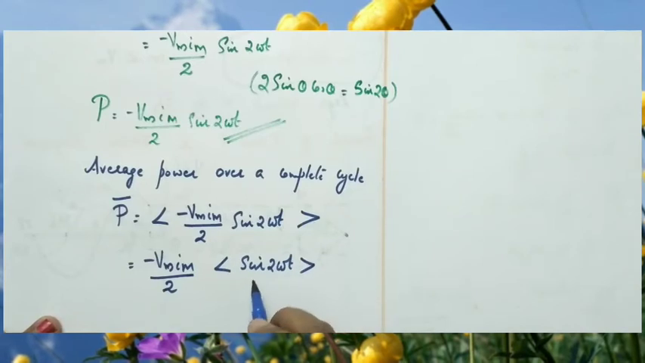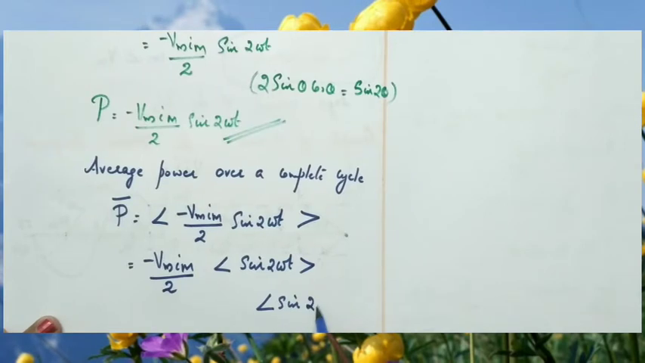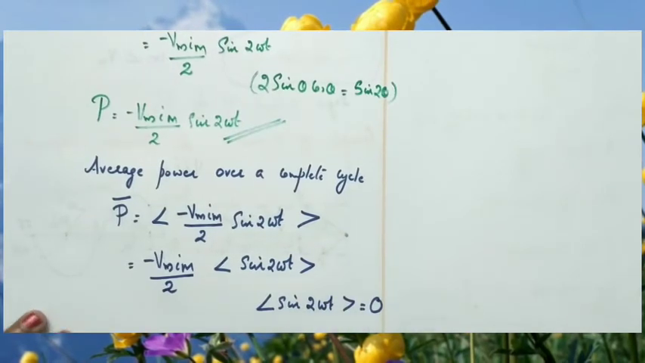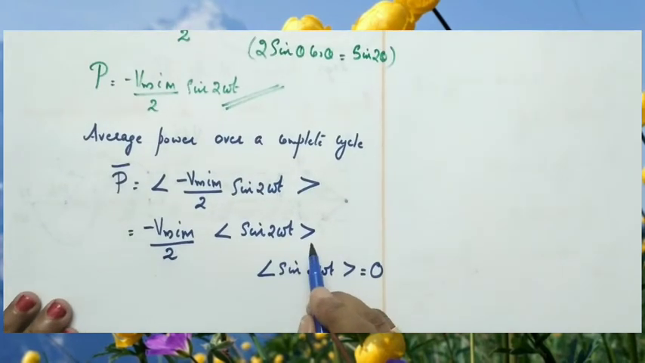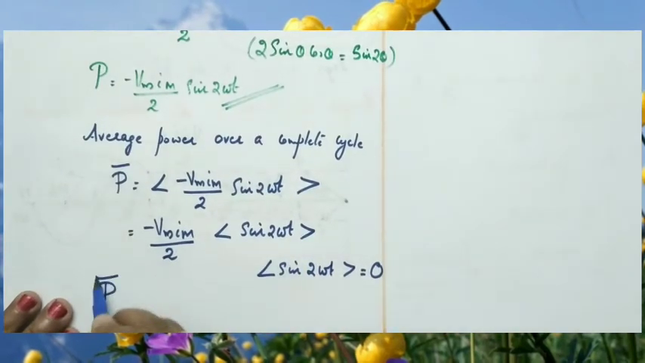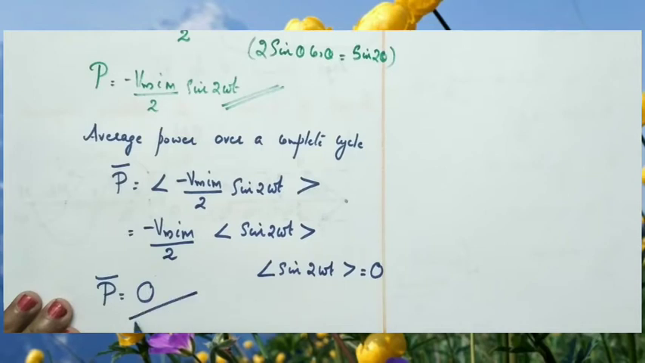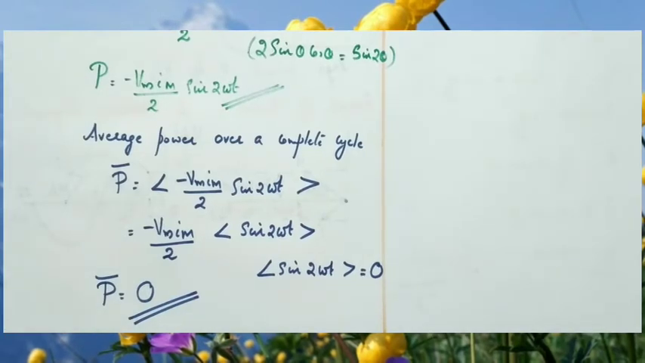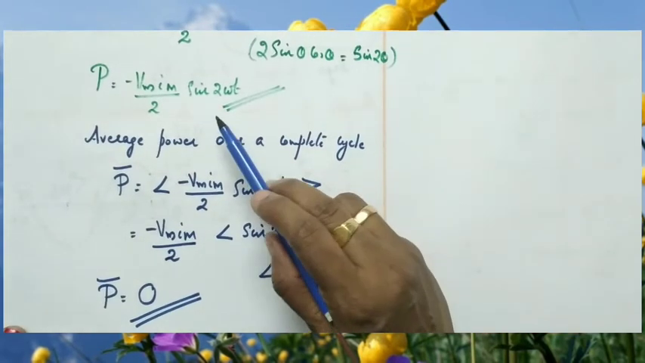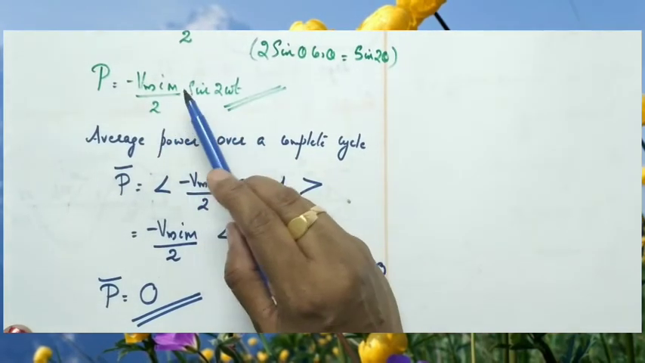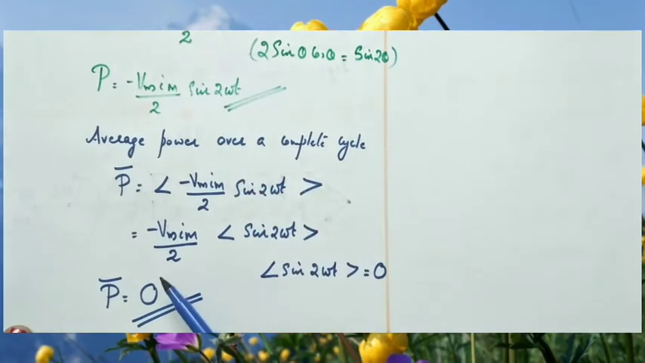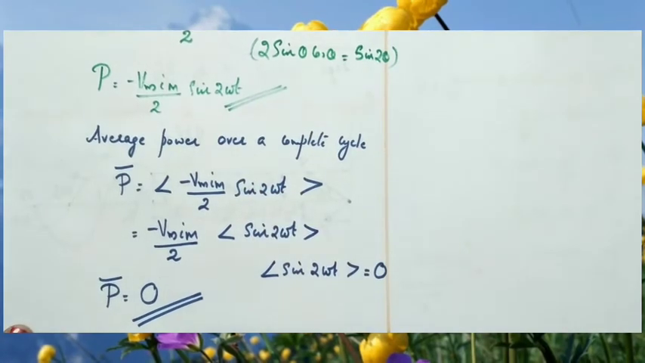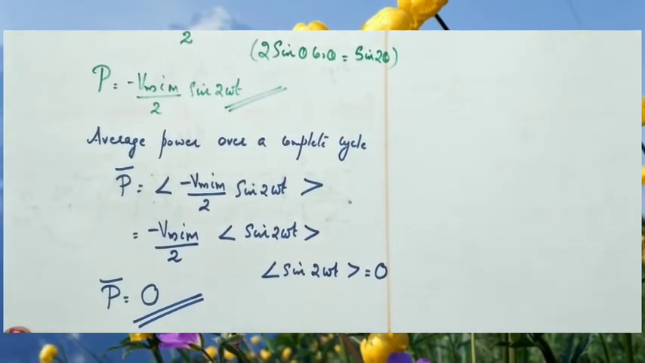The average of sin 2 omega T is equal to 0. So the average of sin 2 theta is equal to 0. So here the average power over a complete cycle is equal to 0. So when AC voltage is connected to an inductor, instantaneous power supplied to the inductor is minus Vm Im by 2 sin 2 omega T, and average power equals 0. Okay children.